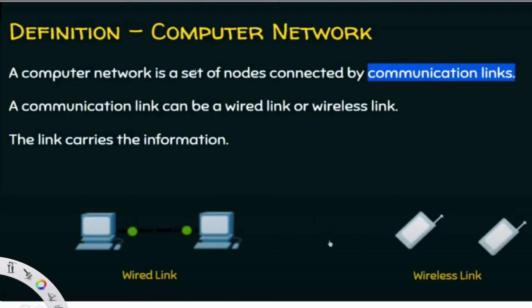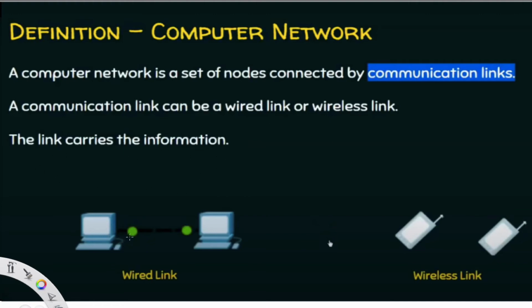The definition of a computer network, we looked at already: a computer network is a set of nodes connected by communication links. So these two words are the main things: nodes and communication links. In the previous one we looked at the nodes. In this one we are going to see the communication link. What is a communication link? A communication link can be a wired link or a wireless link. The link carries the information.